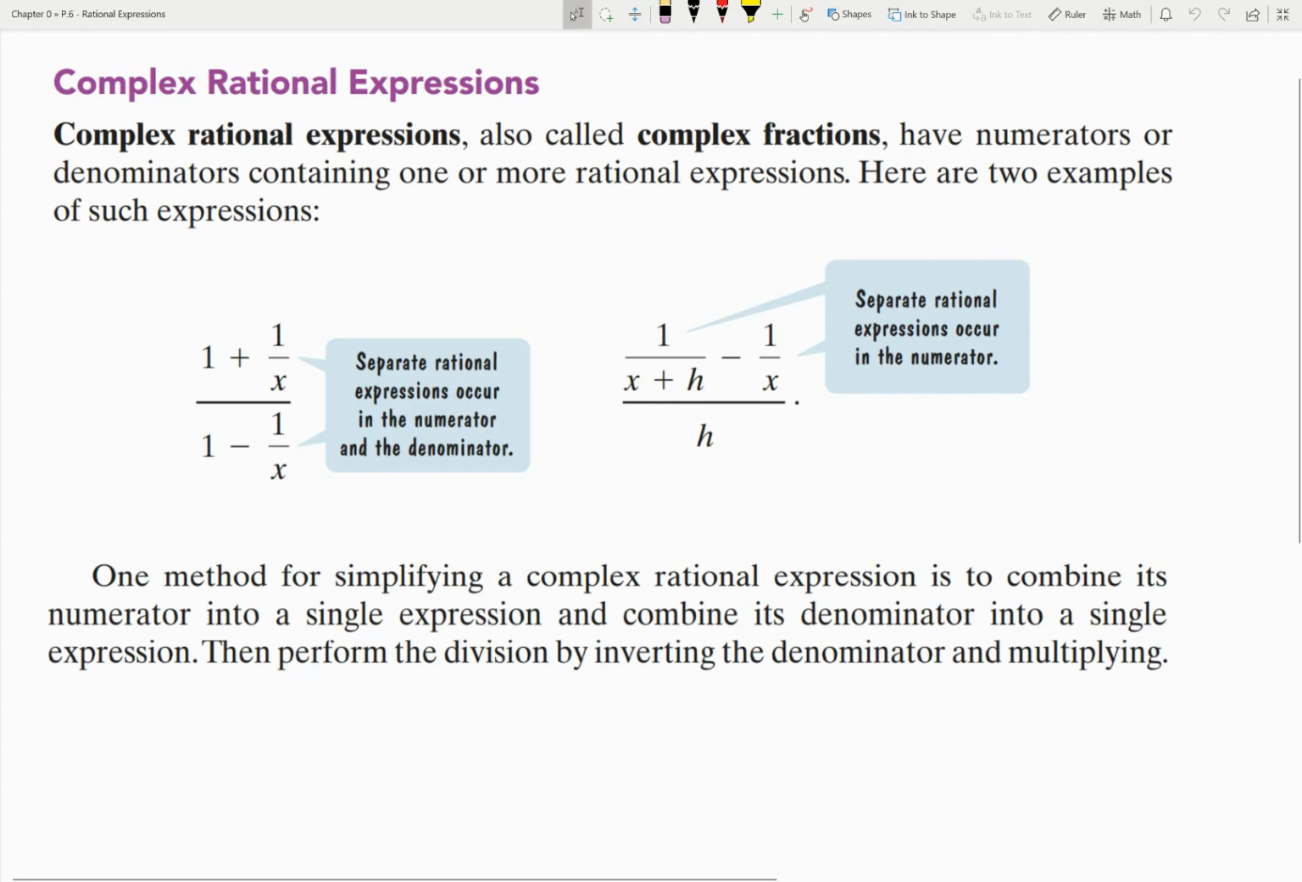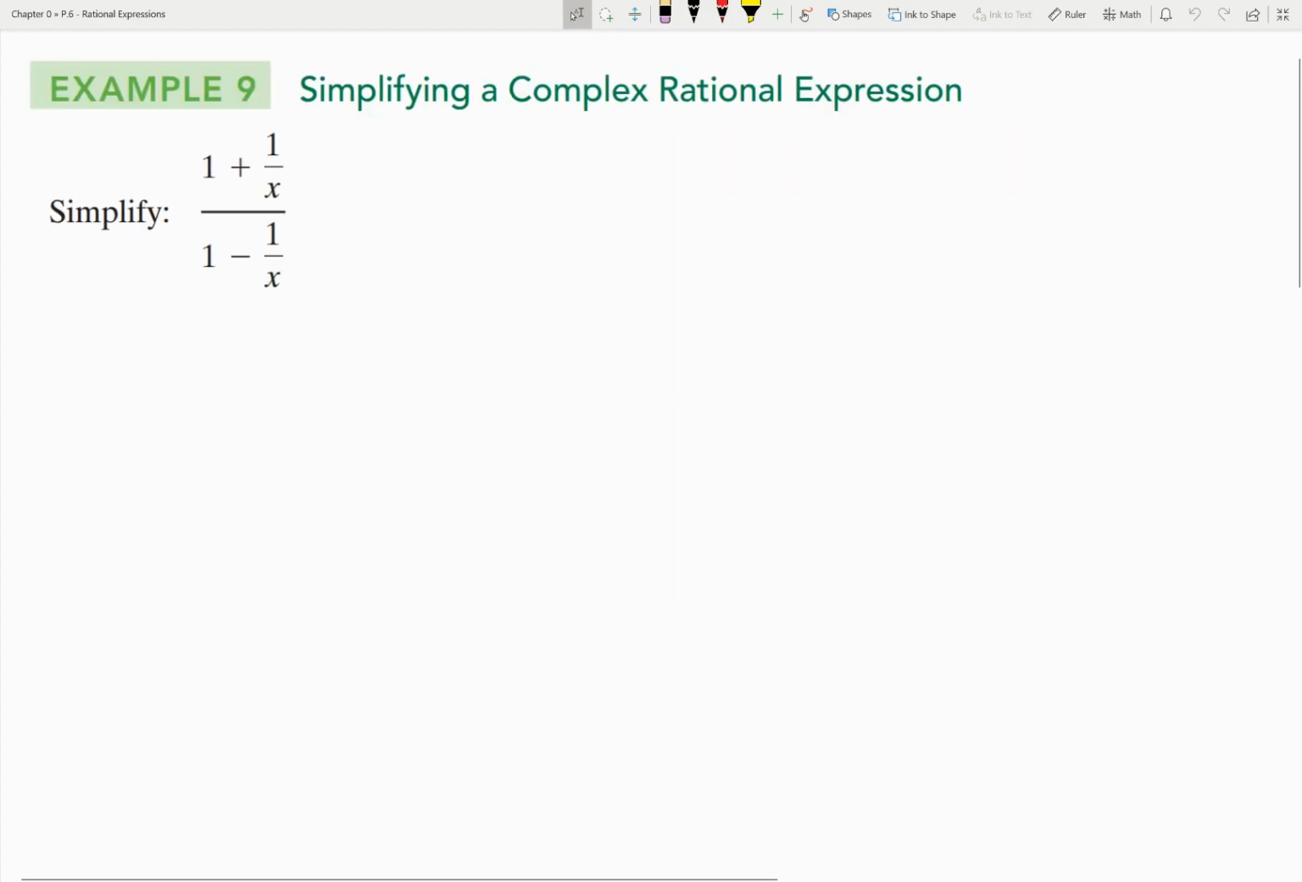One method to simplifying a complex rational expression is to combine its numerator into a single expression, and then to combine the denominator into a single expression, and then, because it's division, multiply the numerator times the reciprocal of the denominator. Now, personally, I think this method is a little harder than the one we'll look at next, but let's take a look at it anyway.